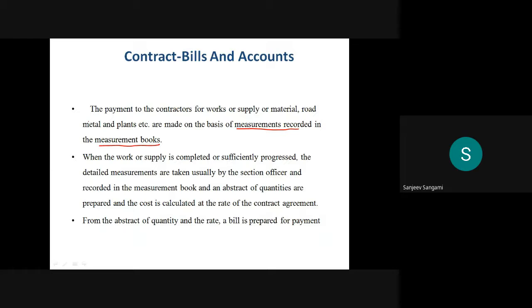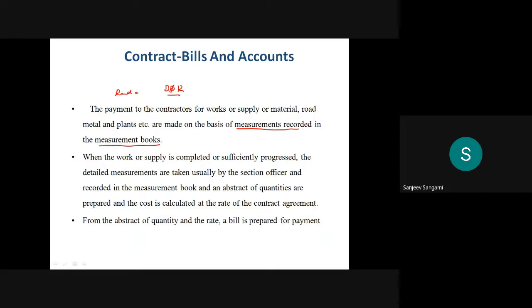So whatever the measurements will be there, all of them will be recorded in that measurement book. For example, assume a road that is 4 meters wide and 100 meters in length. Then how much will be the depth of the subgrade, base or sub base. If that kind of measurement is there, they have to record it, and according to that, per meter, the quality will be made on the basis of this measurement as well as using the DPR.